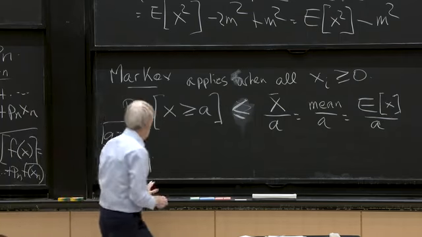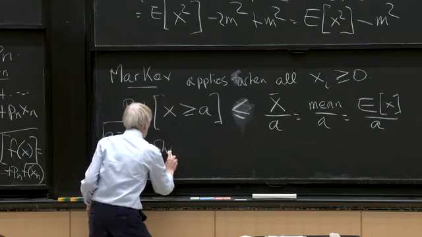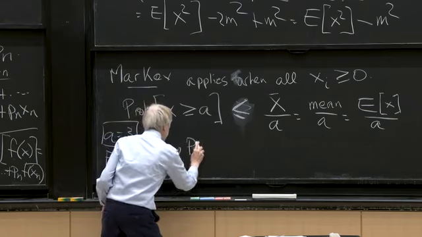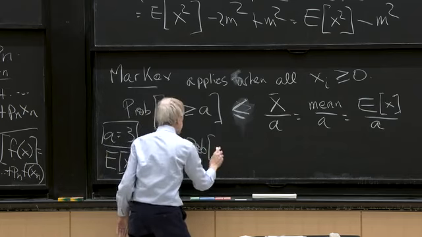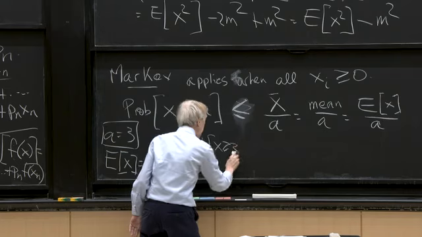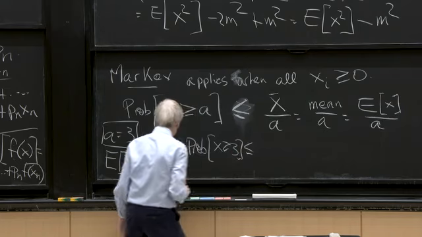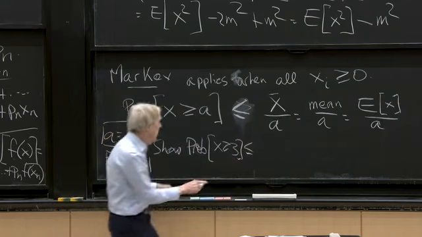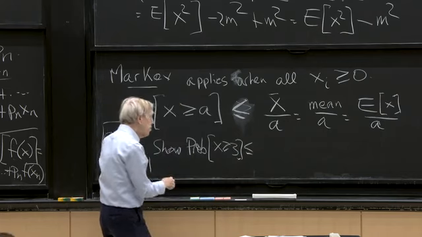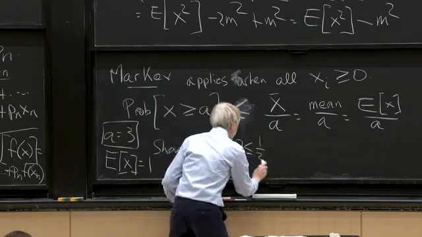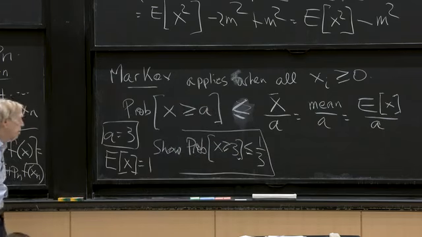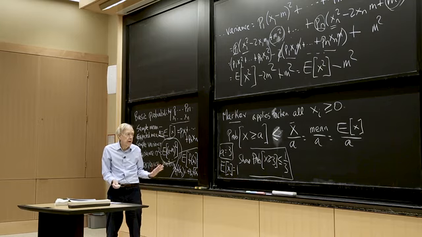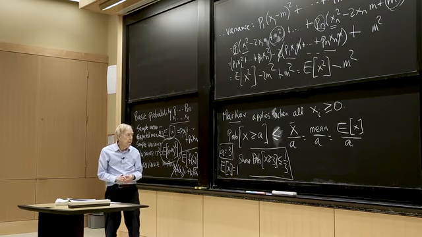So I'm trying to show that the probability of x greater or equal to 3 is less or equal to the mean, which I'm saying is 1, over a, which is 3, so it's less or equal to 1/3. Now, why is that true? That's what I have to show. I think that if I write down what I know, I'll see it.